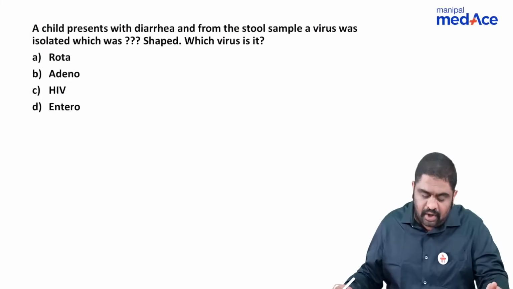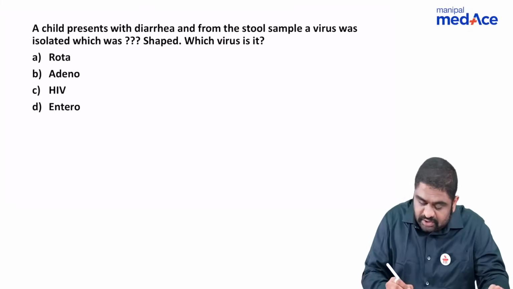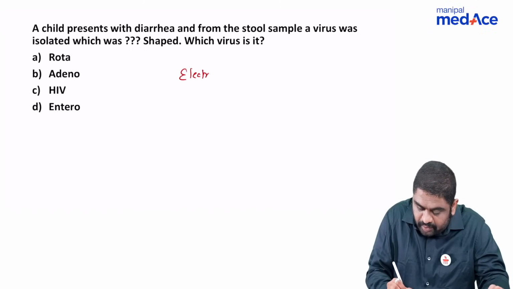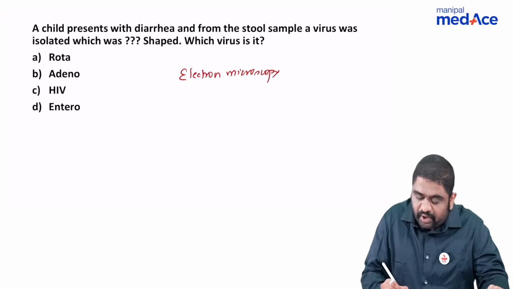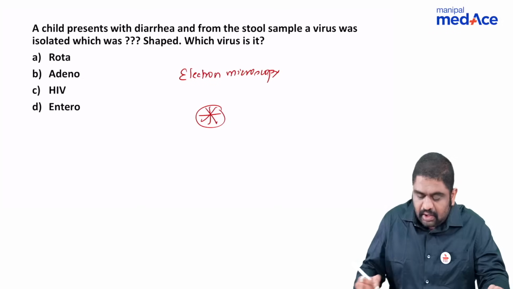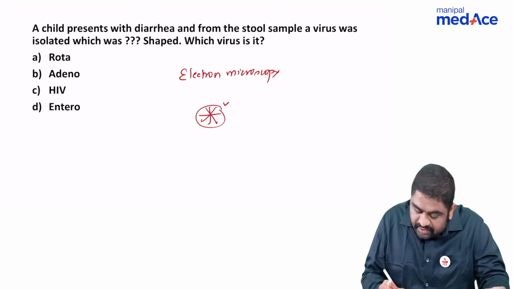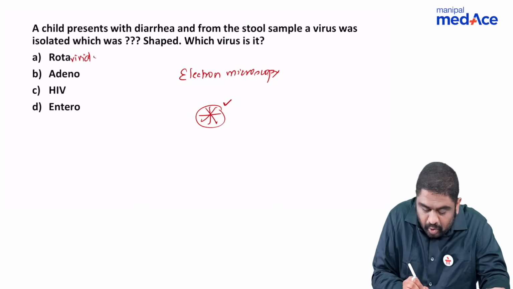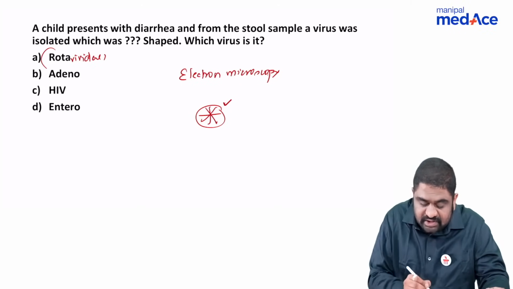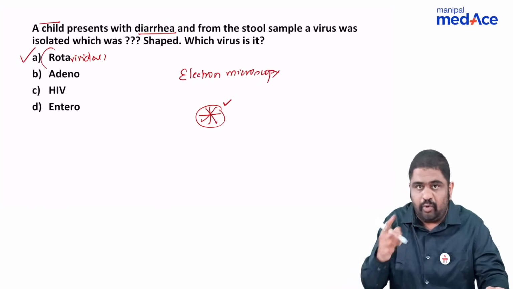Now look at this question. A child presents with diarrhea. From the stool sample, a virus was isolated. That virus was shown on electron microscopy, and the viruses looked like a cartwheel or wheel appearance. Now look at this. Whenever they say wheel appearance, it has to be Reoviridae, rotaviruses. And if they say a child is presenting with diarrhea, you don't have to look beyond rotavirus, because rotavirus is the most common cause of childhood diarrhea among viruses.